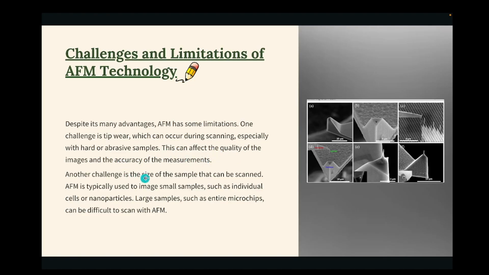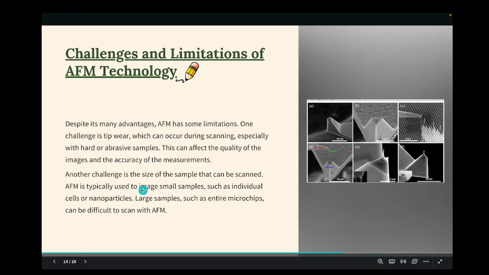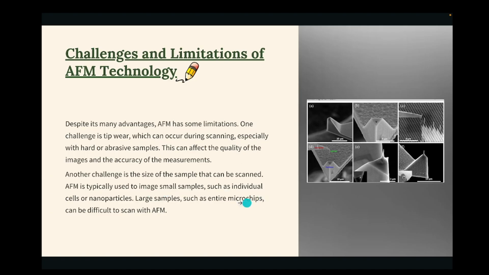Another challenge is the size of the sample. The AFM takes a very long time to analyze the sample. So if we take a very huge amount of sample, it takes too much time, and it is also not economical. So generally we take a very small size of sample, so that it does not take too much time. We can analyze only a very small amount of sample, not very big samples.